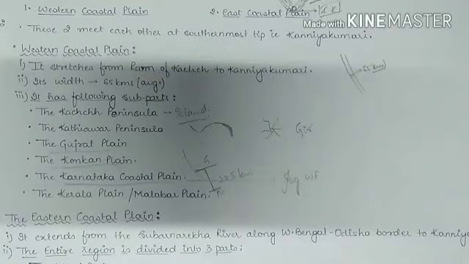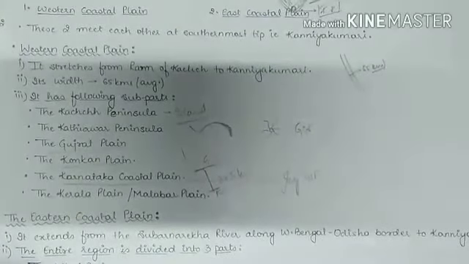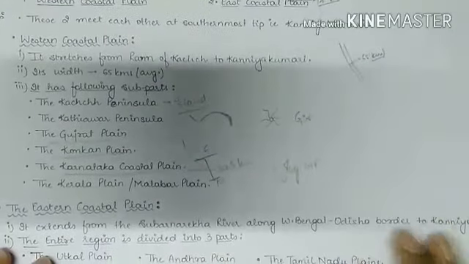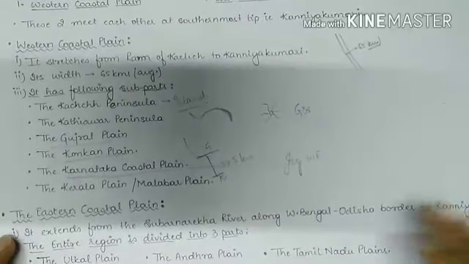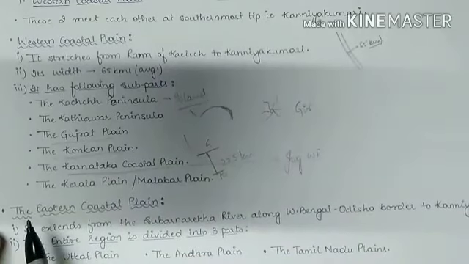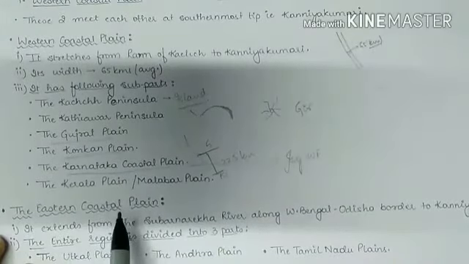Okay, so we have various coastal topographical features. Okay, so after this Kerala plain, we have completed western coastal plain. Now we will look into eastern coastal plain.